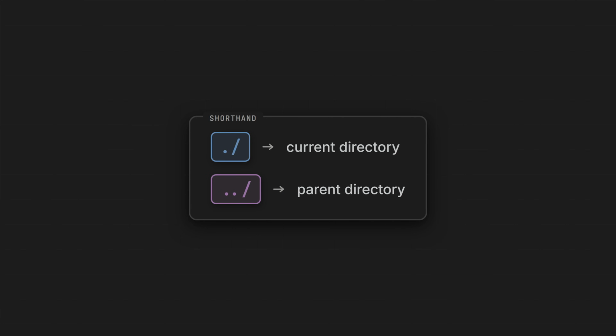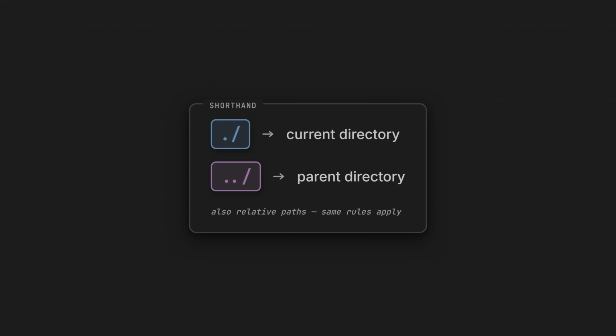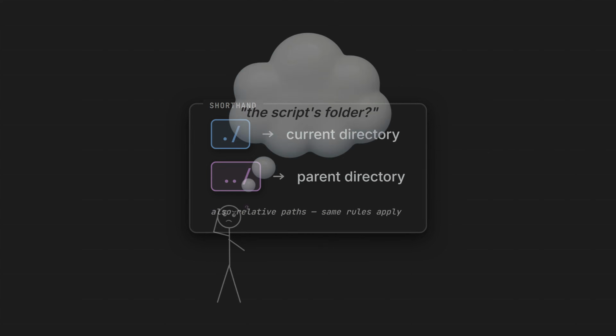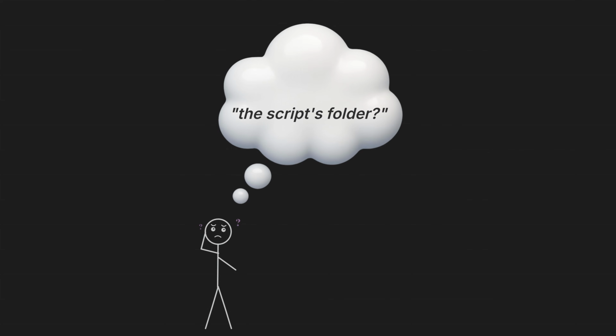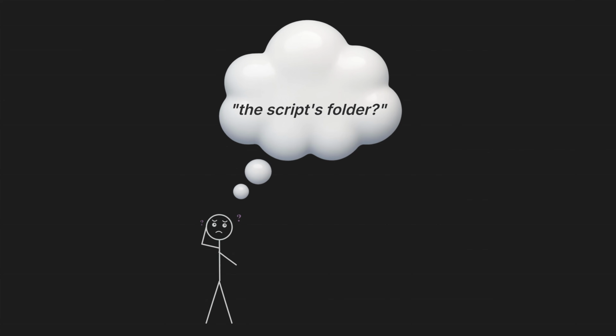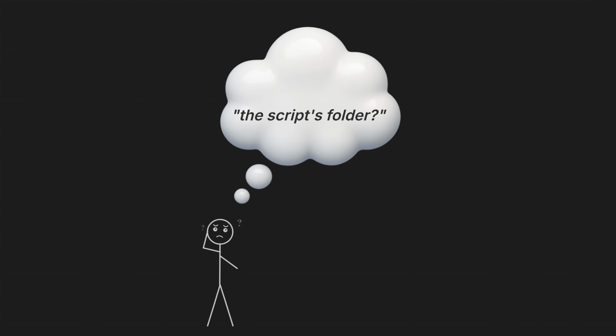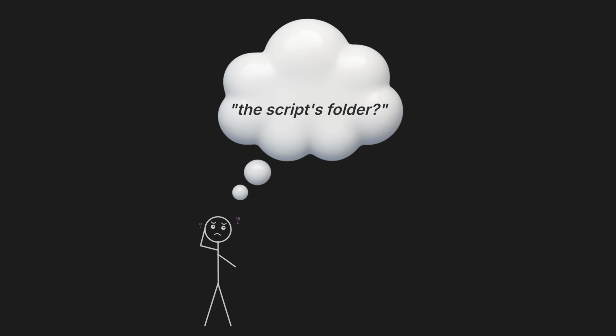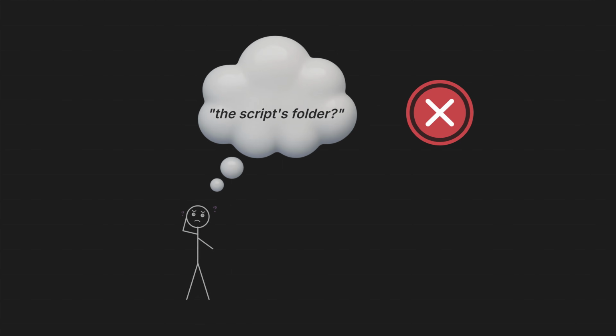You've seen the shorthand before: single dot for the current directory, double dot for the parent. These are relative too, so they follow the same rules we're about to cover. Keep that in the back of your mind. A lot of developers, especially early on, assume relative paths start from the folder the script lives in. That's a reasonable assumption, and it's how a lot of people think about it. But that's not how it works.